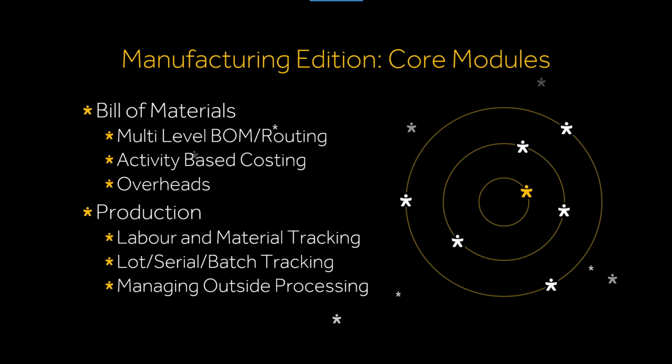To begin with, I thought I'd just give a quick couple of slides. I won't spend too much in the PowerPoint. I much prefer to be in the product, so to speak. But to give you a broad overview, the MYOB Advanced Manufacturing Edition is made up of 2 core modules and a couple of optional modules, which I'll be touching on shortly. So bill of materials and production are the 2 core modules that we'll spend most of the time in today, looking at both multi-level bill of materials with routing, activity-based costing, tracking overheads, labor, materials, etc. And through production, also the ability of tracking lot or serial or batch, depending on your industry and terminology, and also discussing the ability to do outside processing, so whether that be a vendor or a supplier doing part of your manufacturing cycle.